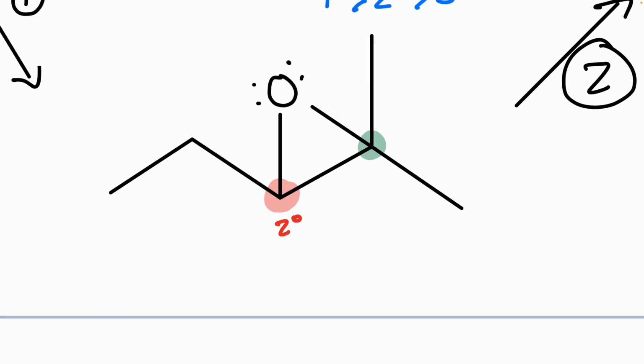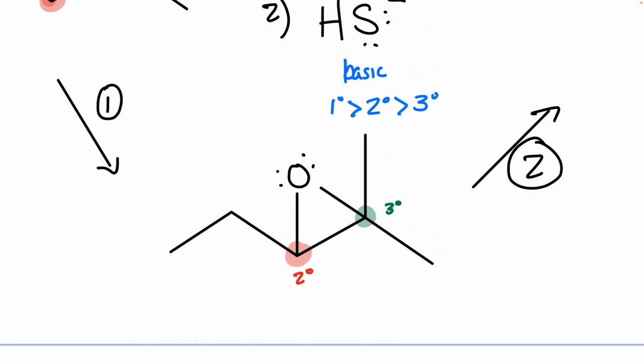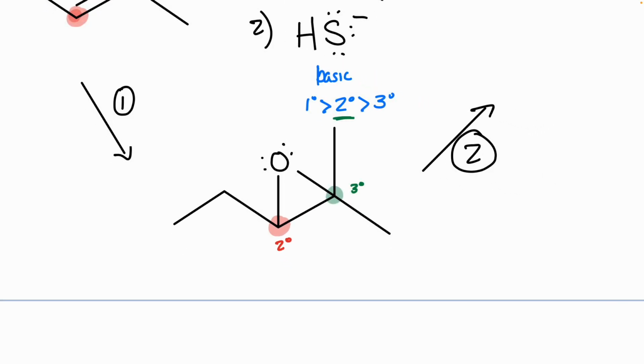And what about my green carbon? How many carbon neighbors? 3. And since under basic conditions, it's all about what's more accessible, my secondary carbon is what's preferred. That means that I'm going to attach that sulfur, attach that nucleophile to that secondary carbon.